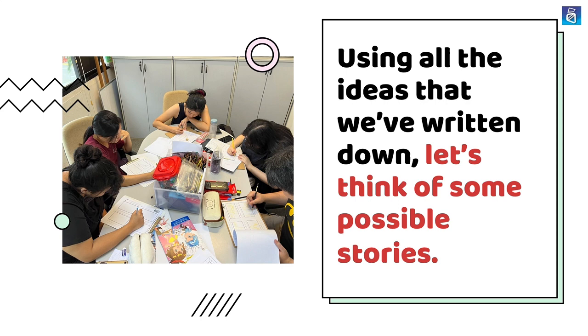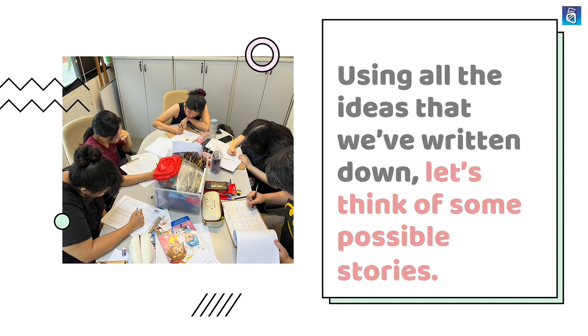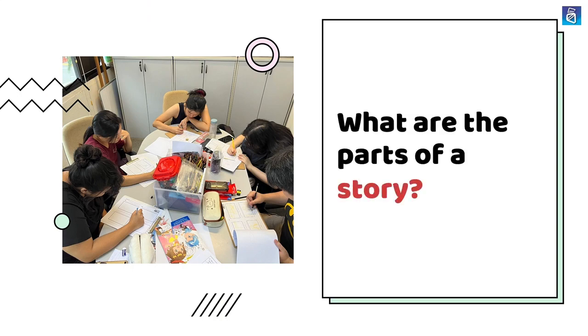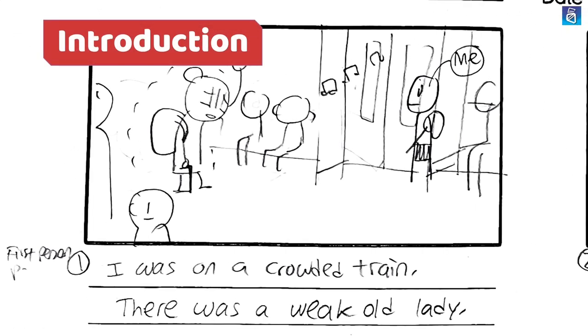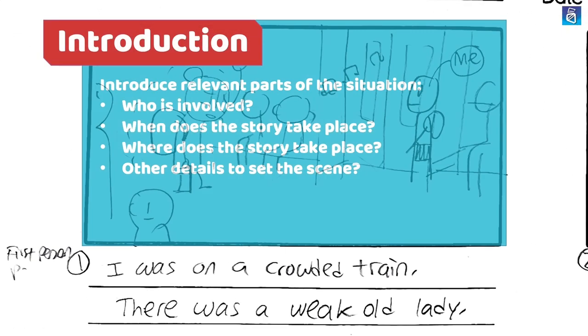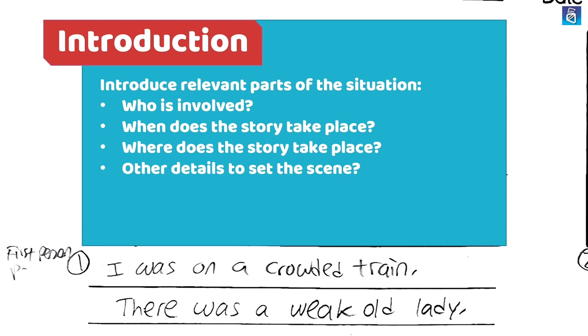Using all the ideas that we've written down, let's think of some possible stories. But what goes into a story? Let's take a look. First, let's start with an introduction. This is where we introduce the setting, which includes the characters, the place, the time, and other relevant details of the story. The location where this story takes place is on a crowded train. The important characters are the protagonist and an elderly lady.